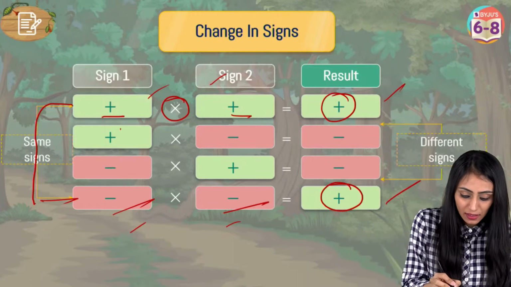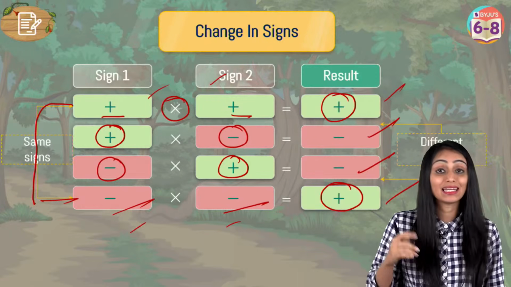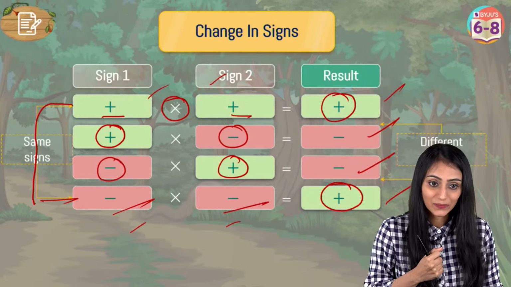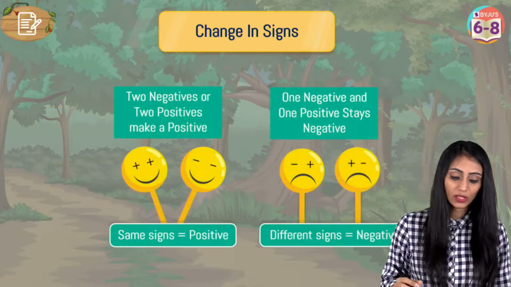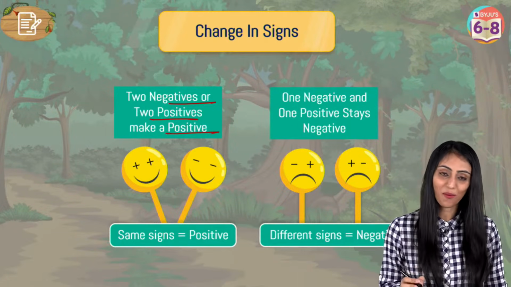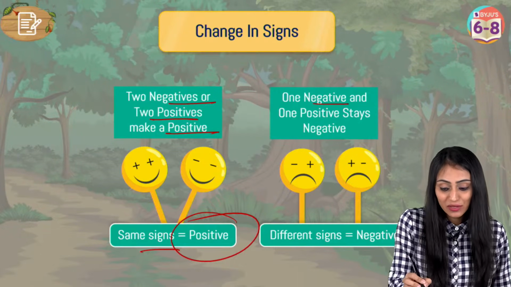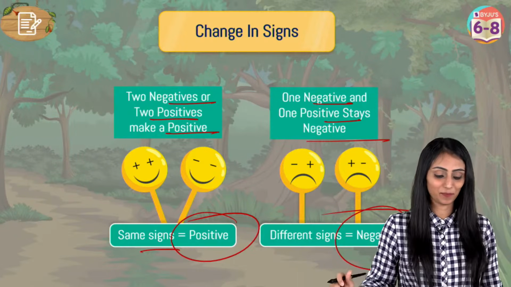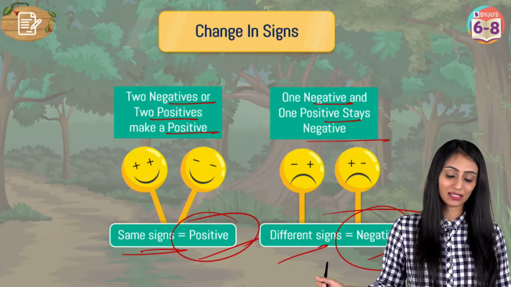Now, what if the signs are different? We are multiplying two numbers which have different signs. Every time you will get a negative result, right? So let me just give you the crux of this topic. When you have two negatives or two positives, they always make a positive. Same signs give you a positive number. But if we have one negative and one positive, we will get a negative result. So in same signs, we get a positive result, different signs, we get a negative result. Yes?